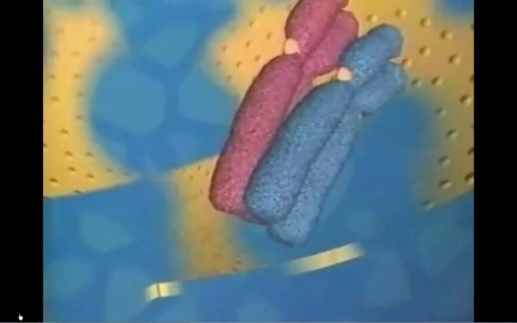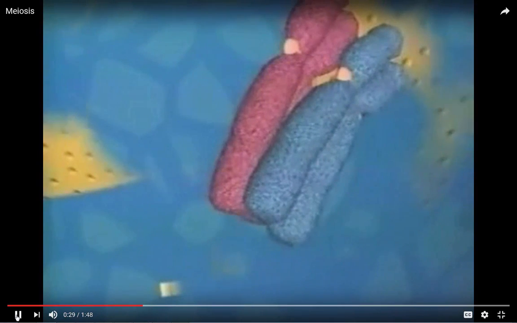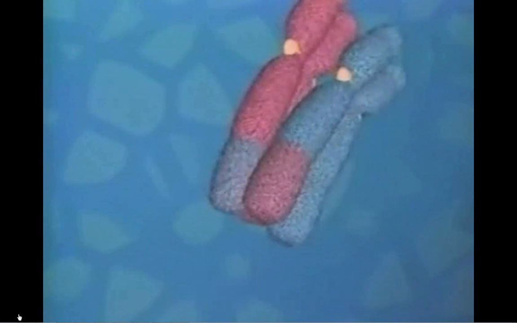Next comes the first shuffle of nature's genetic deck. The 2 homologs trade genes in a process called crossing over. This forms new hybrid chromosomes.